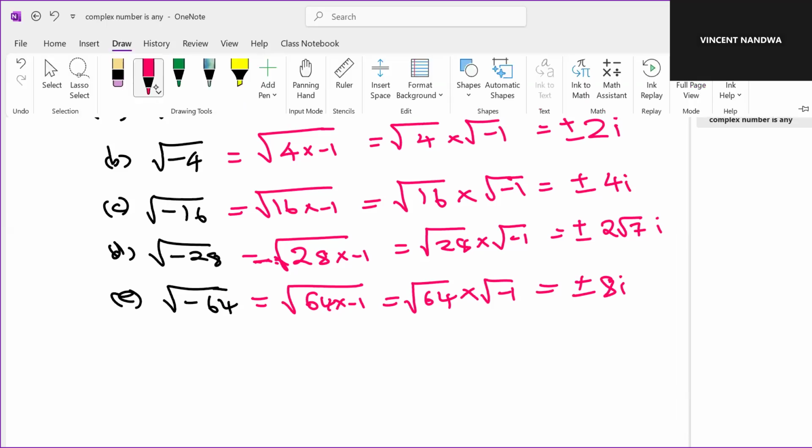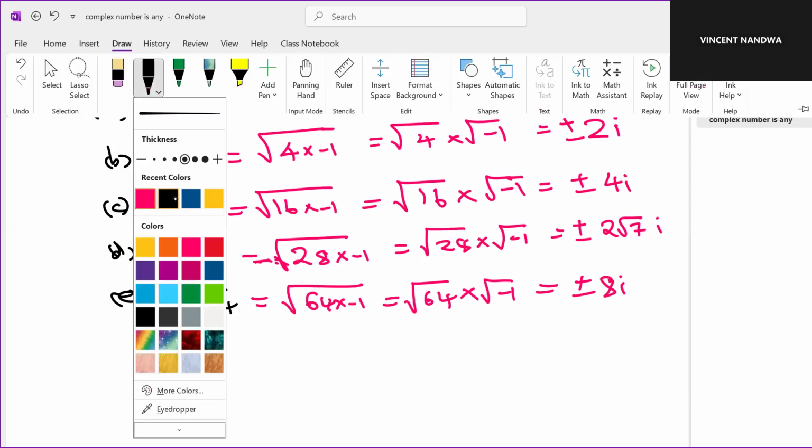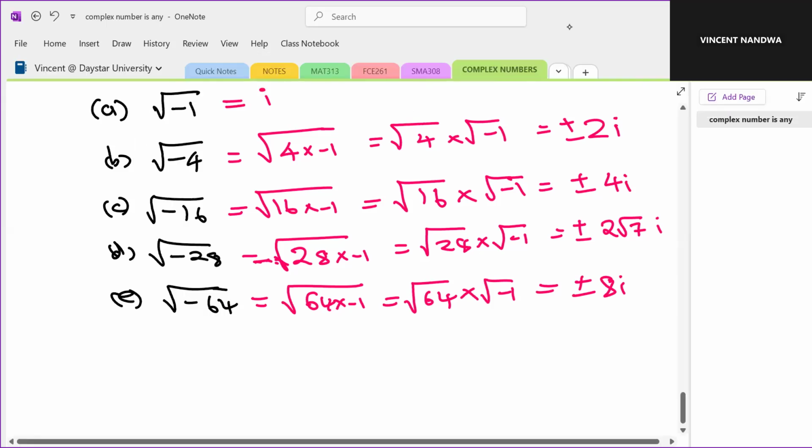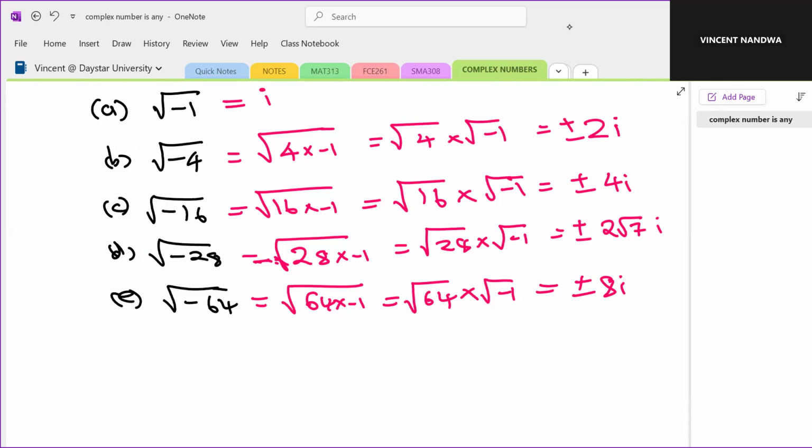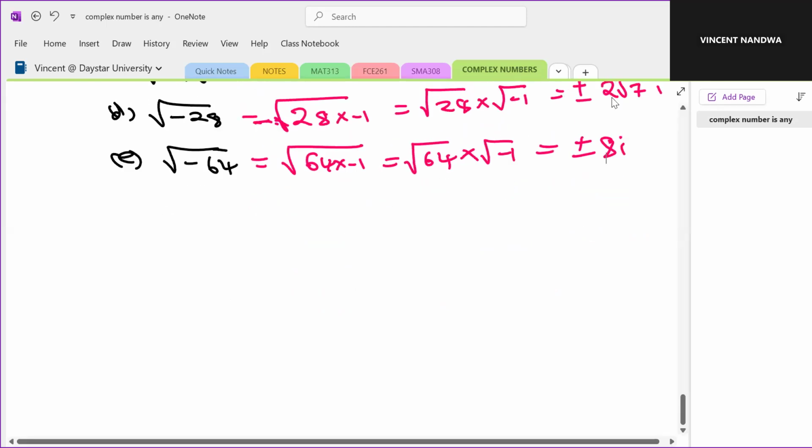You just write the number under the root sign as a product of two numbers where one of the numbers is positive, then the other number is -1. Then you remember that square root of -1 is i, then you simplify accordingly.